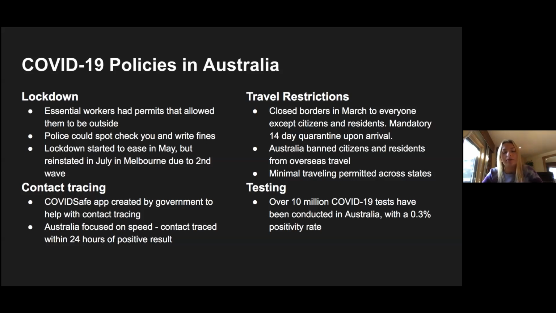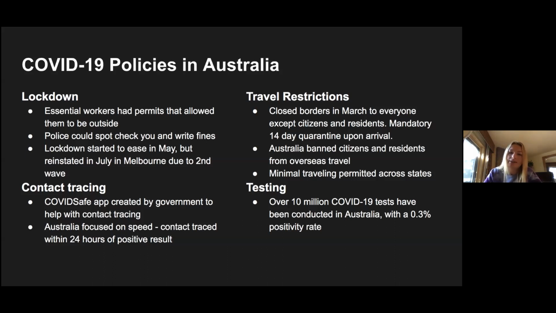And then they created a contact tracing app, the government did, and really focused on speed in terms of contact tracing. So they tried to get all contacts within 24 hours of a positive test, which allowed them to contain the virus. And then the travel restrictions, they closed the border in March with a mandatory 14-day quarantine upon arrival for all citizens. But that quarantine was mandated and regulated as they rented out hotels to put the residents in rather than just telling them they have to quarantine for 14 days.